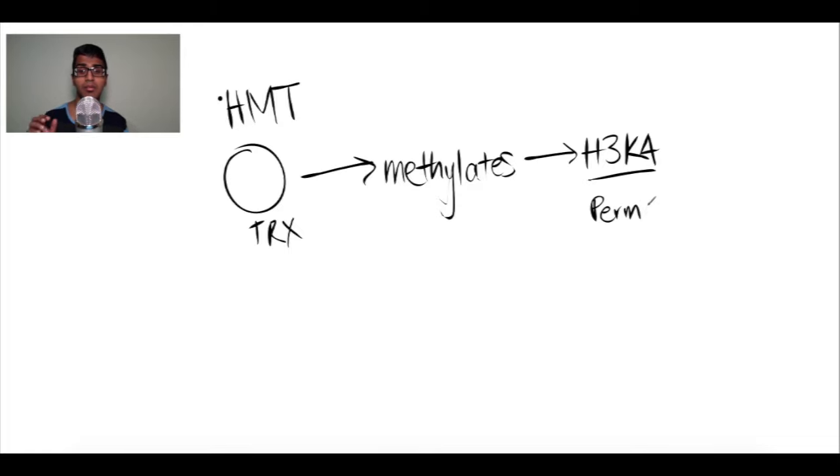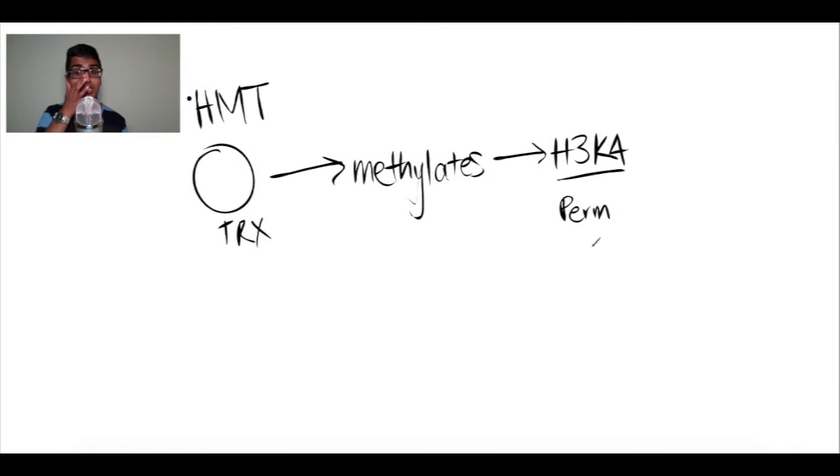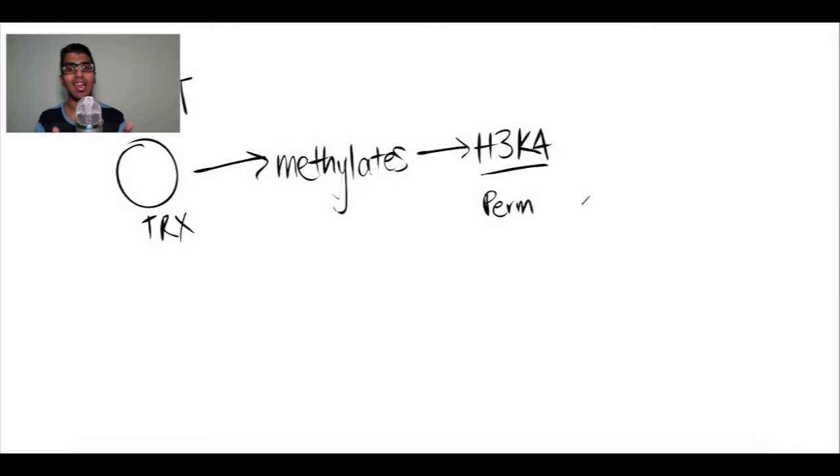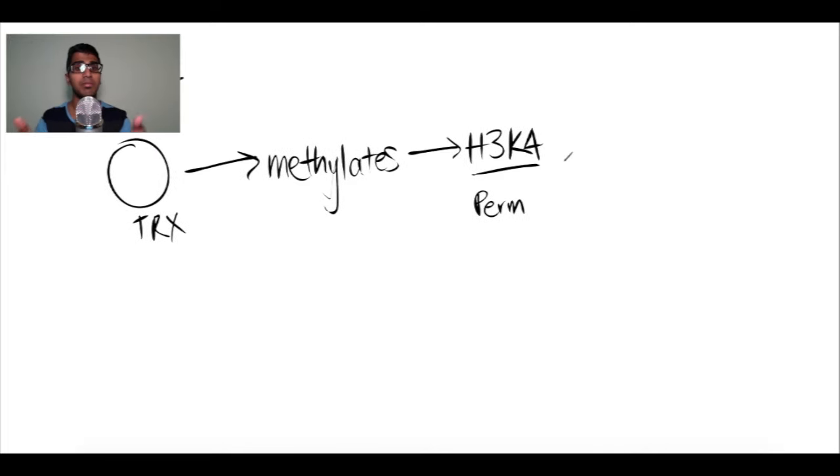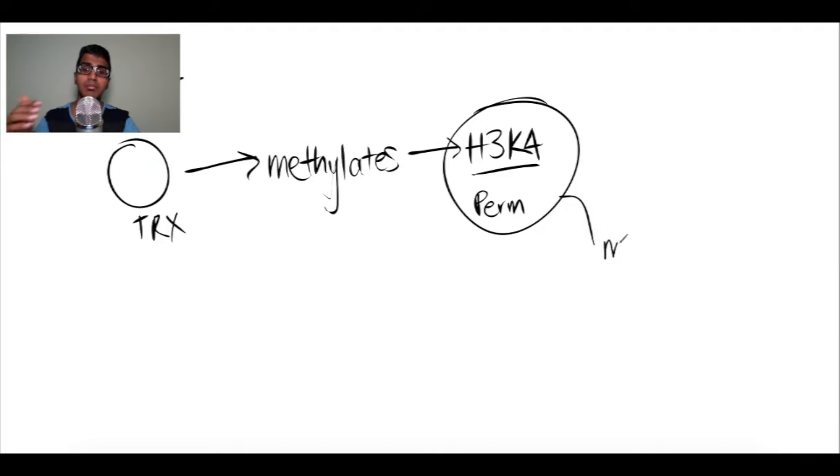H3K4, which is a permissive mark. Permissive means that it allows the process to continue through it. It permits transcription to occur. This methylated H3K4 is read by a methyl reader. This methyl reader is called a chromodomain.